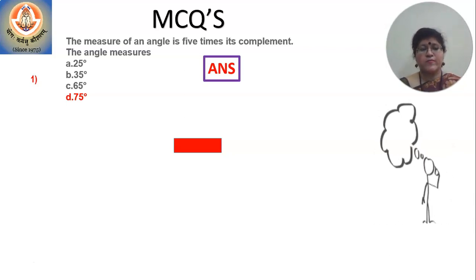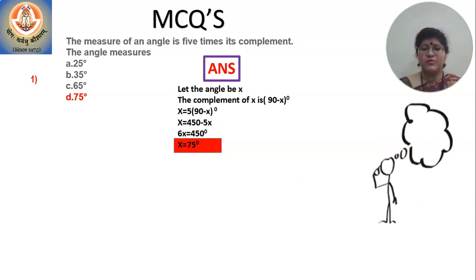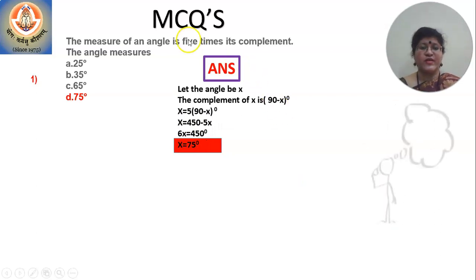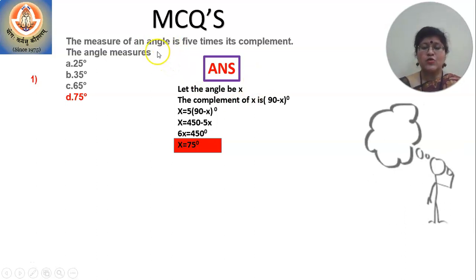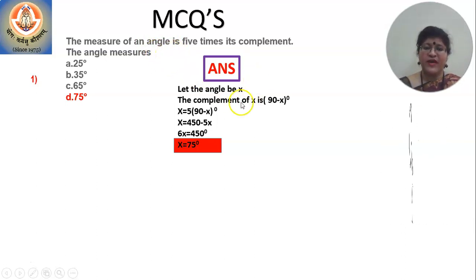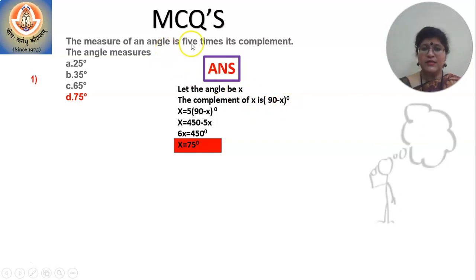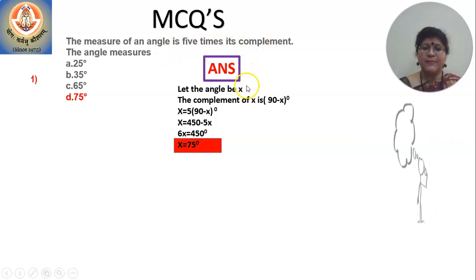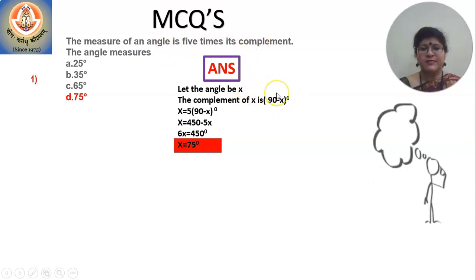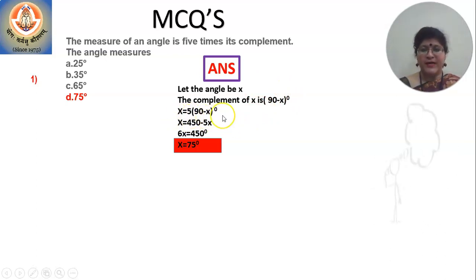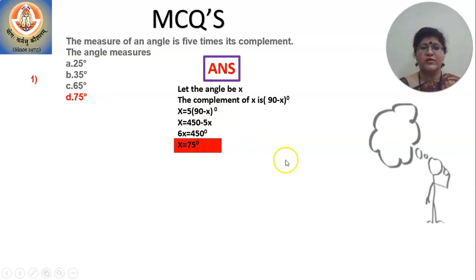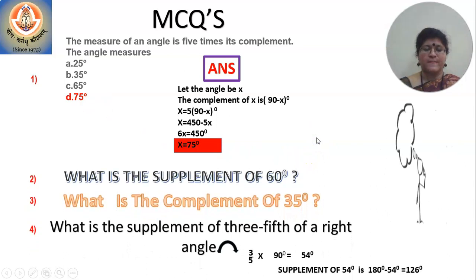So how would you solve this? The measure of an angle is 5 times its complement. Since you don't know the measure of the angle, we will assume the measure of the angle to be x. So what is the complement of x? The complement of x is 90 minus x. The measure of this angle is 5 times its complement. That means x is 5 times (90 minus x). So x = 5(90 - x). And when you solve it, you get the value of x equal to 75. You click on this and that's the correct option.